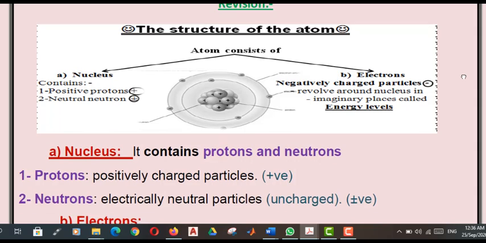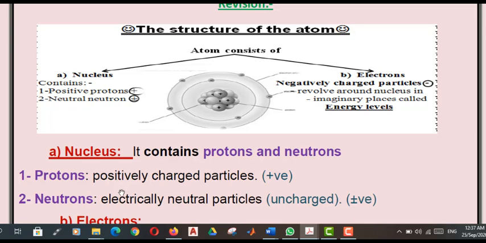The nucleus has two particles inside. It has positively charged particles called protons and neutral particles called neutrons. They have no charge; they are electrically neutral. So, inside the nucleus, we have positively charged protons and electrically neutral neutrons.